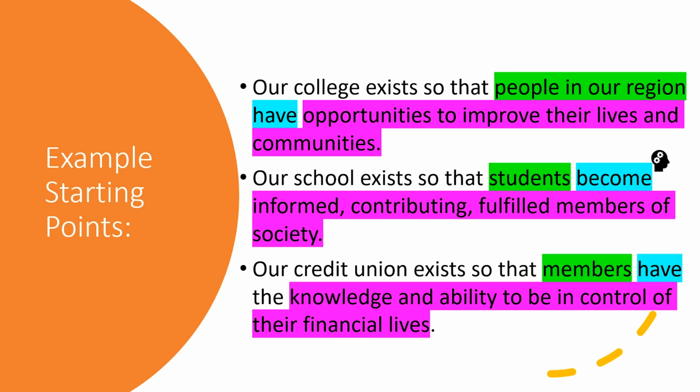Well, if you look at it, the organization in this case is a school. The end involves being informed, contributing, fulfilled members of society. So that's going to be something that is actually achieved well after the moral owner is within their relationship. Especially if you're looking at perhaps a K through 6 school, an elementary school, you're going to be laying the groundwork for something that is not present while they're still a moral owner of your organization.